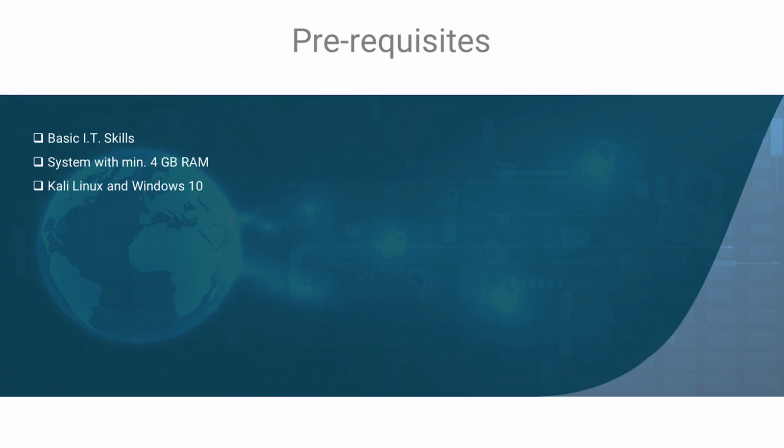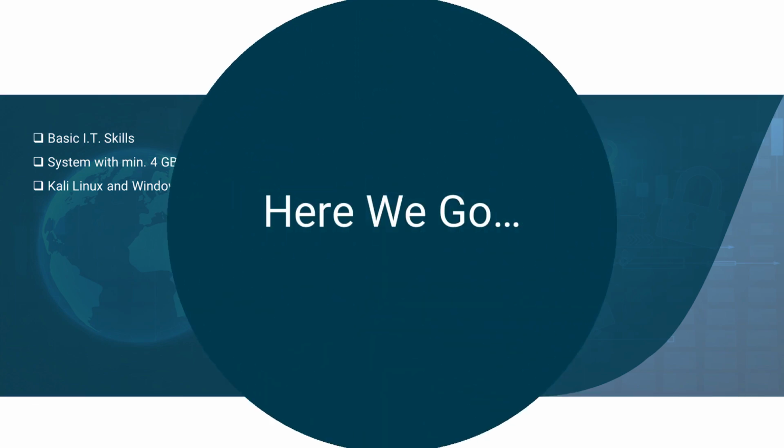Now, if we talk about any prerequisite, you should have basic IT skills, such as how you can install the software. You should have a system with minimum 4 GB RAM, and you need to install Windows 10 and Kali Linux. So these are the prerequisites. So this is all about the course overview.